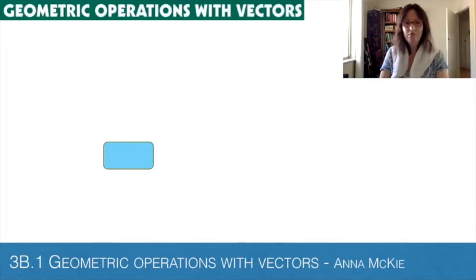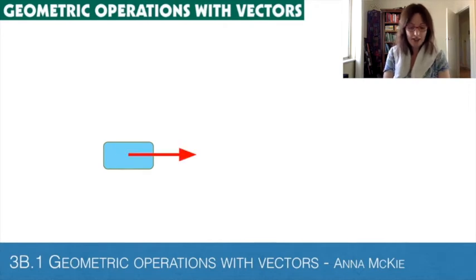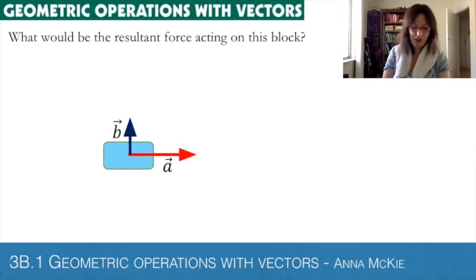So imagine you had an object. Again, we had the runner. Imagine this is a person or an object, and it's being moved to the right, and we'll call that A, so the vector of A. And then vertically, it's also being pulled up. We'll call that a vector of B. And so we're asked, what would be the resultant force acting on this block?